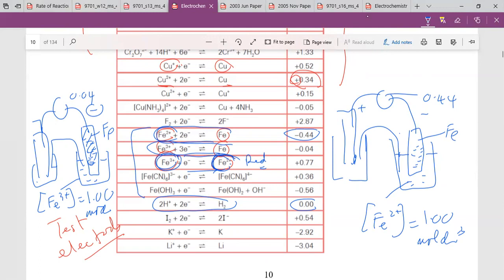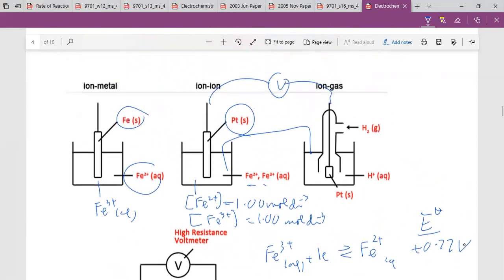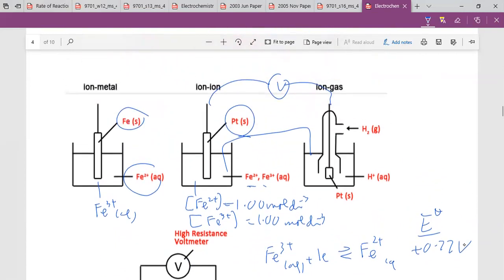All right, I'll just repeat it. If I set it up like this, can you tell me, from theory, because I didn't do the experiment, what the reading will be? Of course, 0.77 volts, because everything is standardized: 1.00 mole per dm cube of H+, temperature 25 degrees centigrade, and pressure 1 atmosphere. All these are standard.